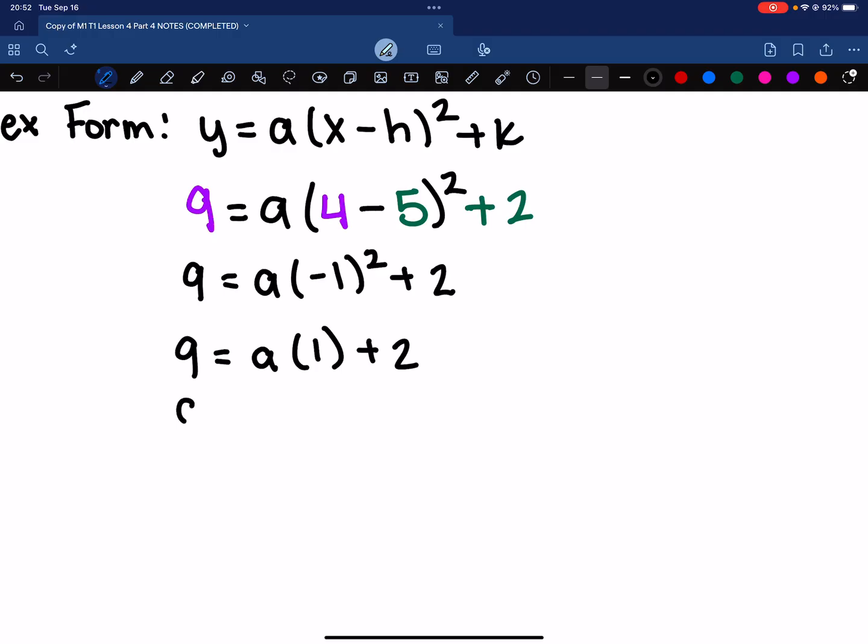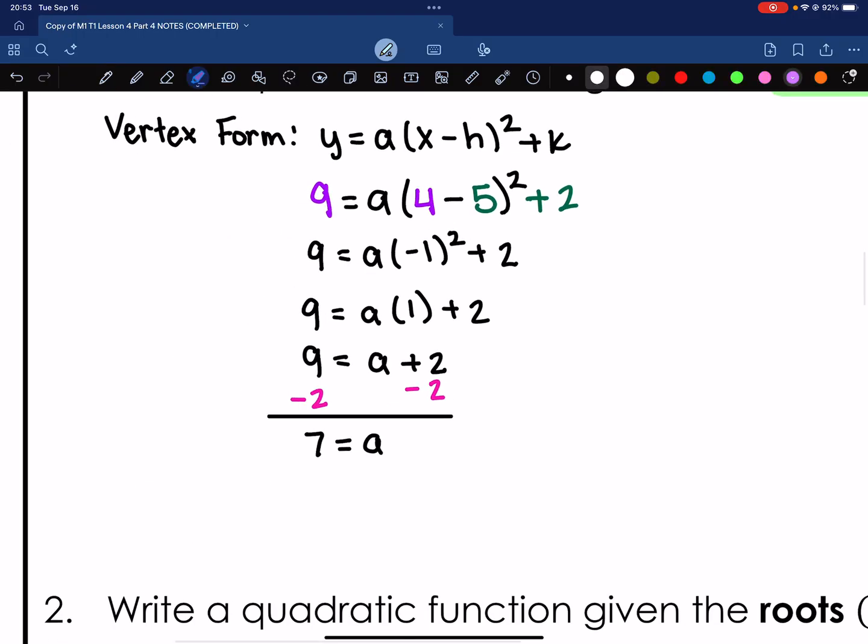If you want to write this, you can, but you don't have to. We just have a plus 2. Now to solve for a, all we're going to do is subtract 2 from both sides, and we are going to get our a value. So 9 minus 2, which is 7, equals a. So now we know our a value is 7.